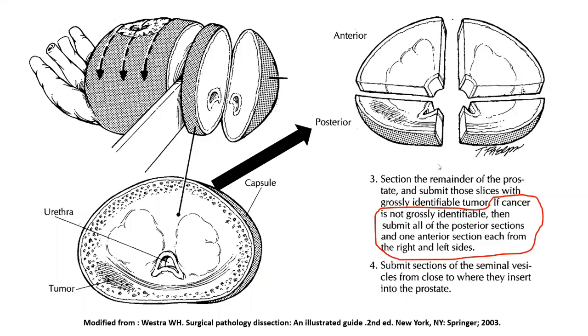So there is this book called Wheeler's, which actually gives an approach for the prostatectomy specimens where after grossing, you don't come across grossly visible prostatic cancer, in which case he advocates submitting all the posterior sections of the prostate and one anterior section from the right and the left side, because that probably optimizes the yield as far as the search for prostatic cancer is concerned in a specimen where you don't have grossly appreciable prostatic cancer.